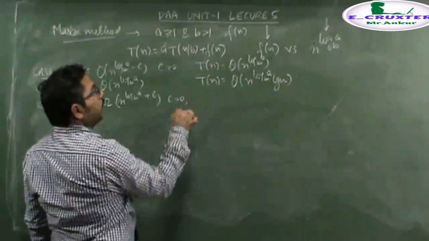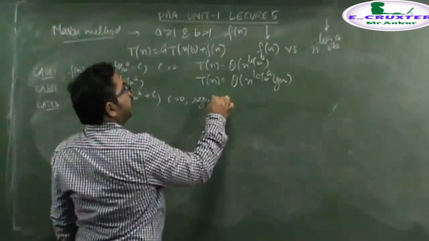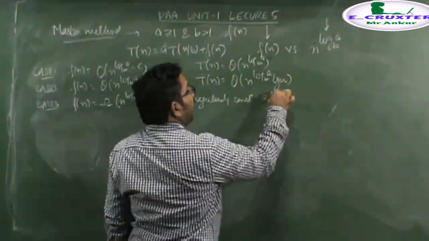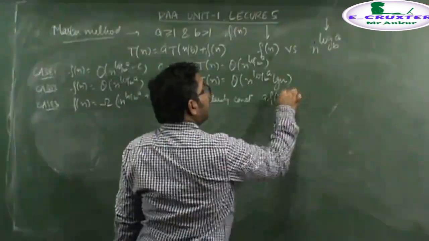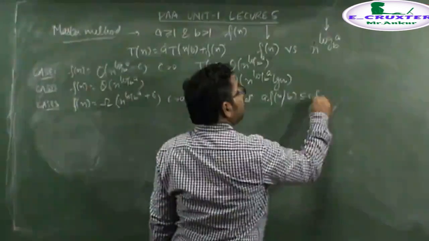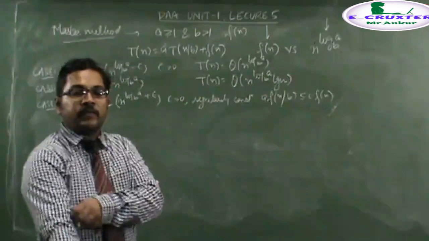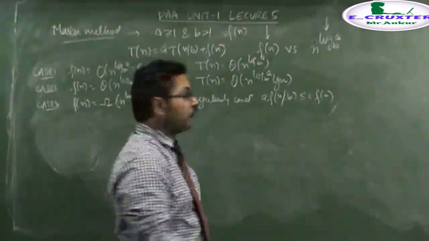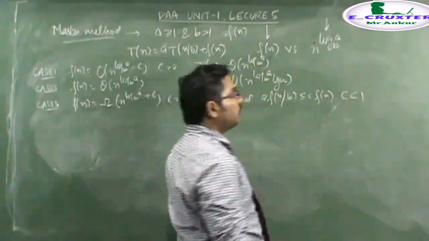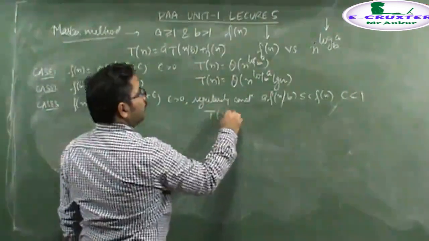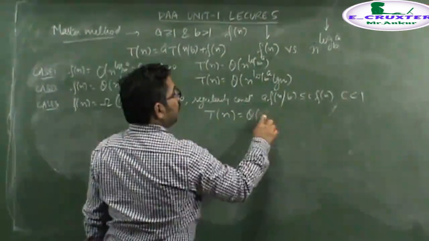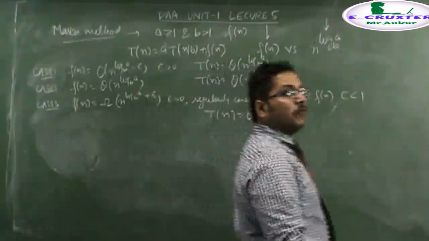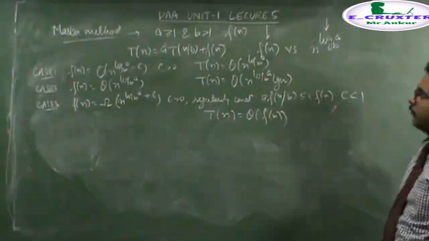Then we check the regularity condition, and the regularity condition is that a f(n/b) should be less than or equal to c times f(n) for some constant c less than 1. If these two conditions are satisfied, then the running time is Theta of f(n). Just notice that if you check the answer, what are the answers there?